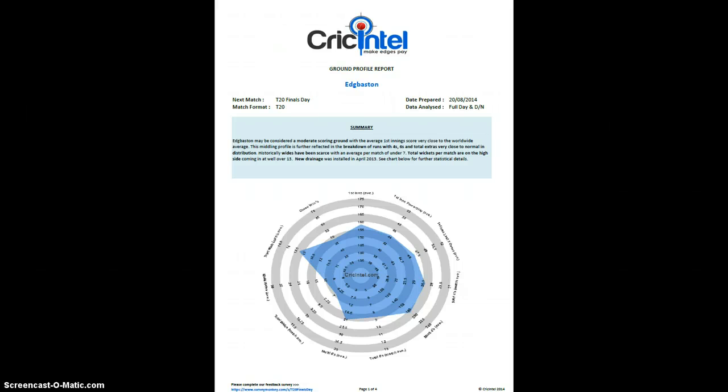The first page, which is in front of you, is split into two sections. There's a brief summary which puts out key ground characteristics and a radar chart which lists key statistics. The important thing to remember with our radar graphs are the further towards the outside the higher the values, and the nearer the inside the lower the values. As a rule of thumb, the worldwide average for a statistic will land in the middle of the scale.